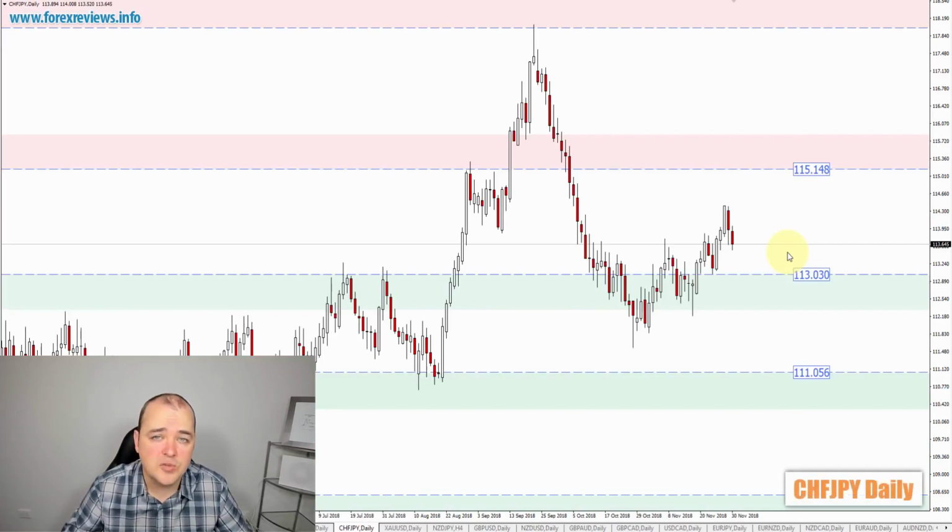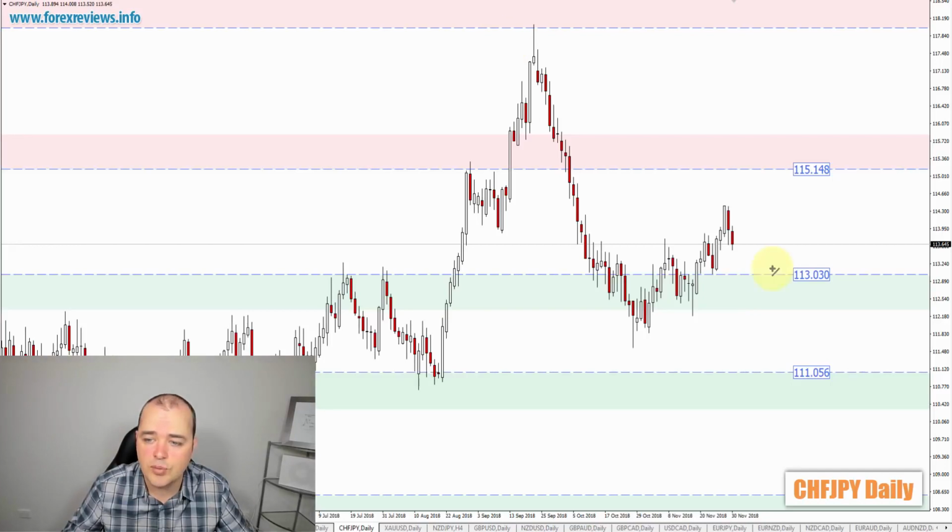The next pair to cover is Swiss yen, and I'm on the daily chart. On Swiss yen, what I'd like to highlight is two important trading areas. The first area I'd like to highlight is the 113 zone area, which is a potential pullback area. An area that acted as strong resistance looking left back here and strong support looking left back here recently.